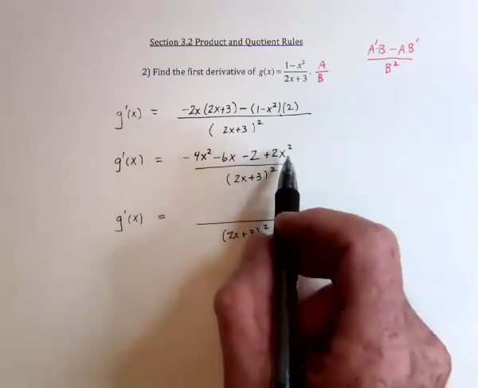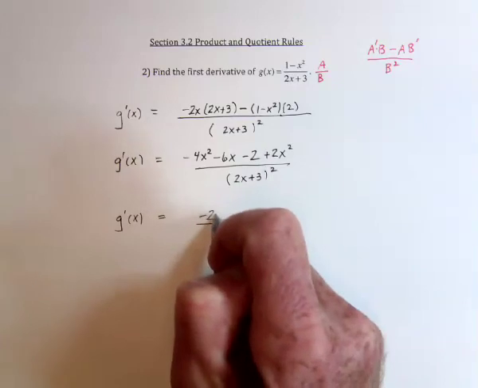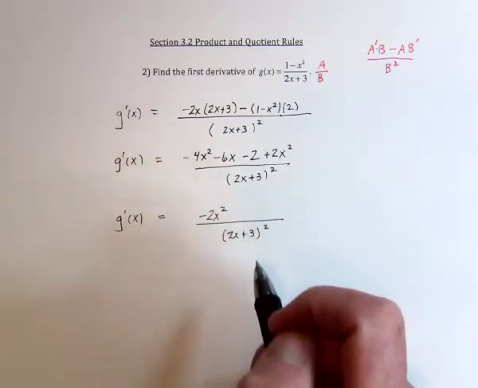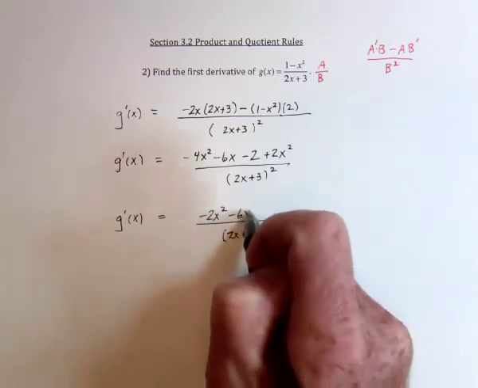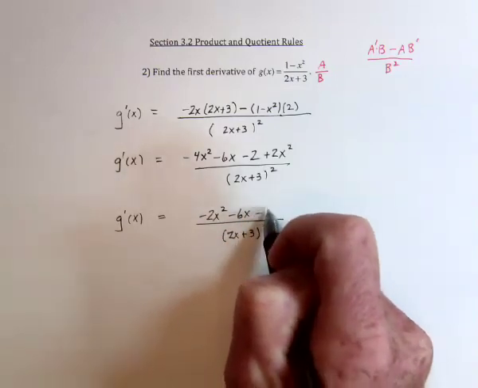And then for x squared there is a grand total of negative 2x squared. And then minus 6x and minus 2.